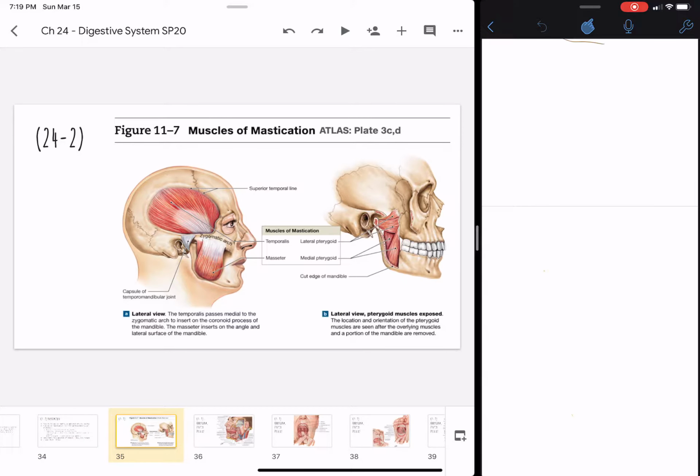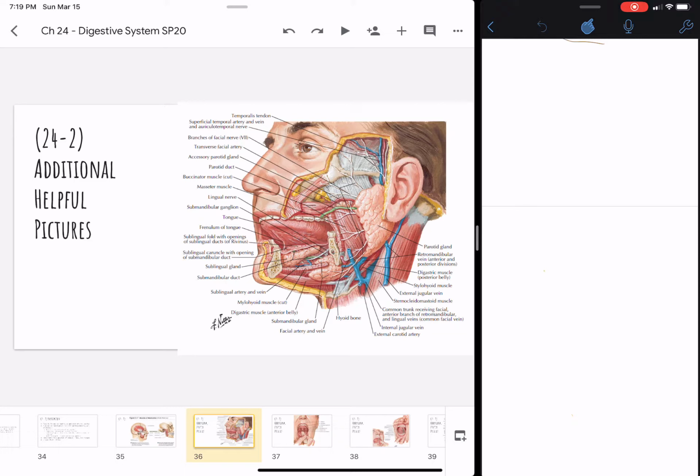Now the following pictures I have are just some recall. We don't expect you to know this, but this is nice to refresh your memory from 201. So here we have the muscles of mastication, temporalis, masseter, and then on the right we have the medial and lateral pterygoids.